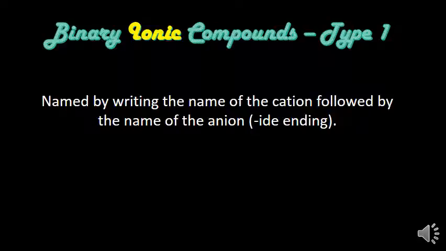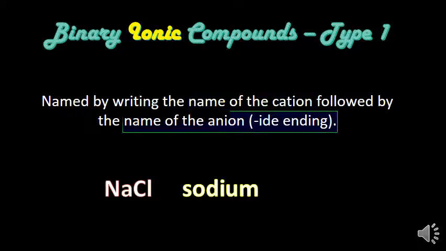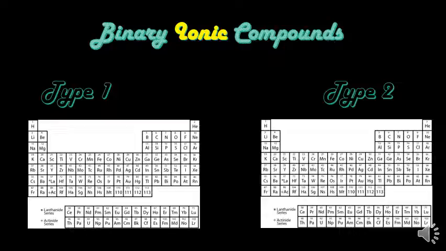To write the name of a binary ionic compound, type 1, the first thing that you need to do is name the cation. So in this case, sodium. Easy enough. And because sodium is a type 1, its charge doesn't change. We don't need to do anything else except write the name of the anion, changing the ending to "ide." Chloride. Sodium chloride. All right, well, that takes care of how to name a type 1.